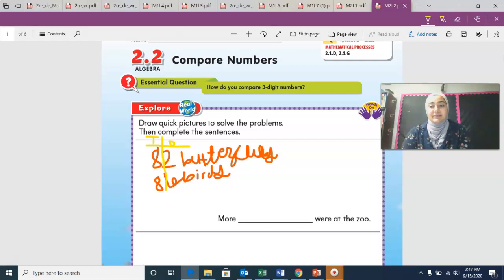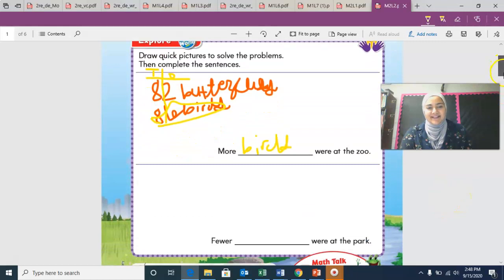So we look at the tens place first because the tens place is greater than the ones place. The numbers in the tens place are the same, so then we would look at the numbers in the ones place. What number is greater or bigger in the ones place? The 6 is greater or bigger in the ones place. That means that 86 is greater or bigger than 82. So there were more birds at the zoo. Okay, let's look at the next one.